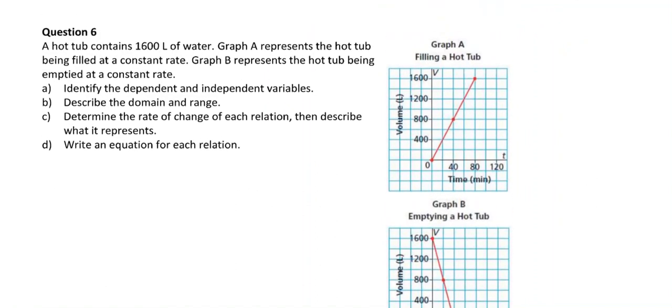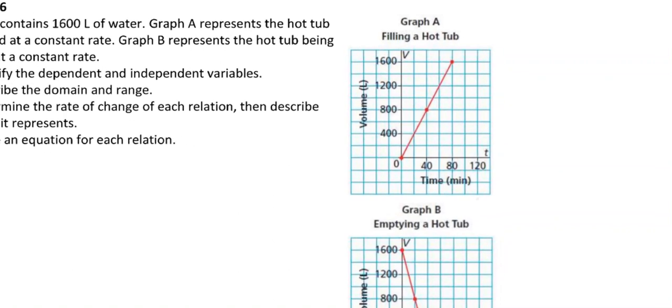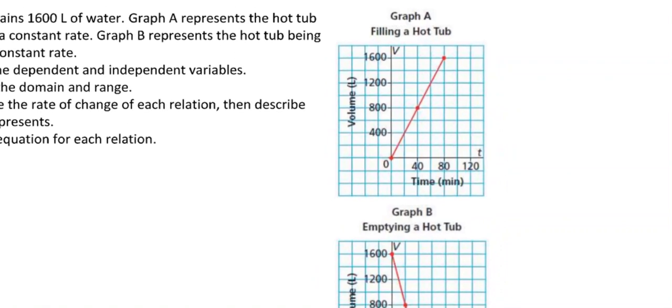All right, a hot tub contains 1,600 liters of water. Graph A represents the hot tub being filled at a constant rate. Graph B represents the hot tub being emptied at a constant rate. Identify the dependent and independent variables. So in this case, the hot tub being filled up, what would my independent variable be? Time or volume? Time, right? Time keeps ticking by no matter what, right? It's pretty independent of anything else. And then my dependent variable, the volume is going to depend on how much time goes by. So that's my dependent variable.